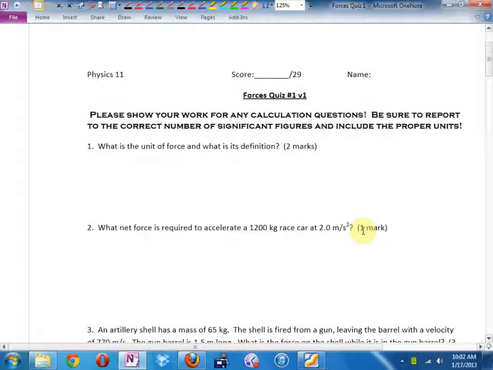Forces quiz number 1. What is the units of force and its definition? Okay, well, the unit is newtons, symbol N. What is its definition? This is kind of a weirdly worded question. I don't know whether they want me to define the unit or actual force. If they define the unit, I guess it's a kilogram meter per second squared. If you said that, I'd take a mark.